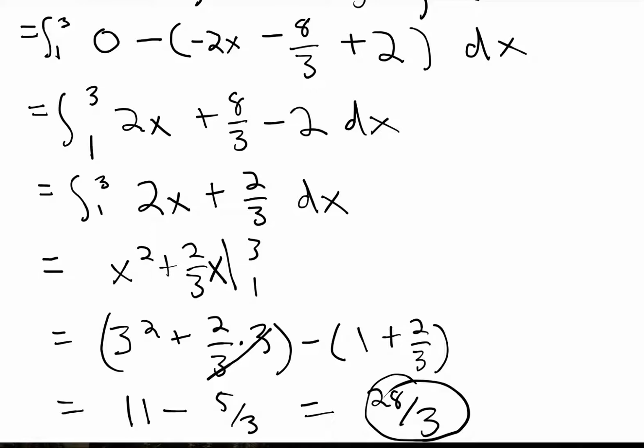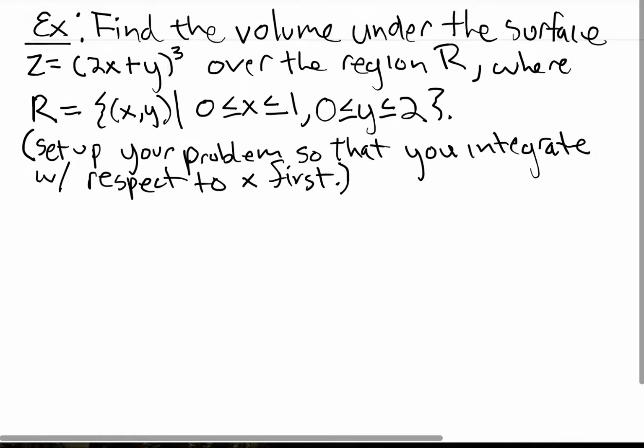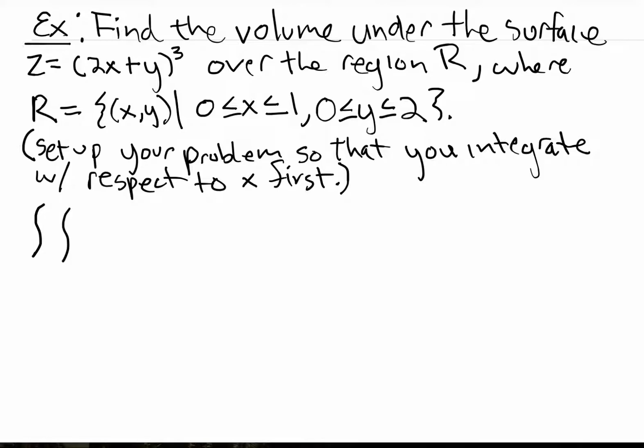Okay, let's try one more of these, but make it a little bit harder. Okay, I'm going to find the volume under the surface z equals 2x plus y quantity cubed over the region R, where I've specified a region R. Here, I'll go ahead and ask, let's see if we can do this where we set up the problem so that we integrate with respect to x first. All right, so first off, this is tricky because I'm having you set up the integral on your own, and then we'll worry about the tricky bits that come along from actually anti-deriving this question.